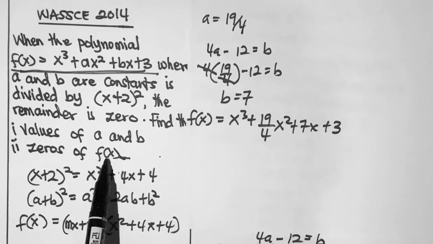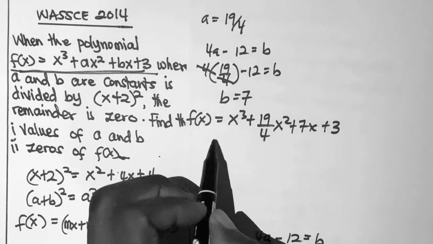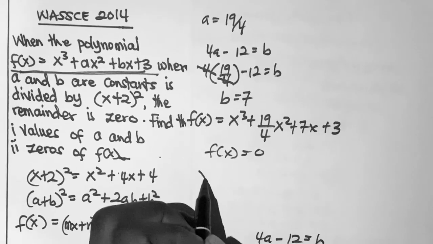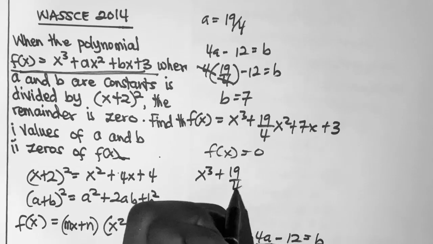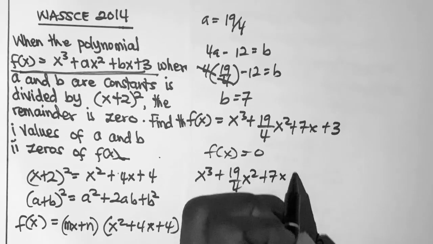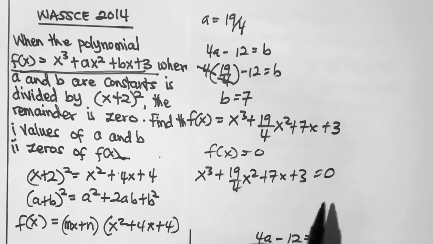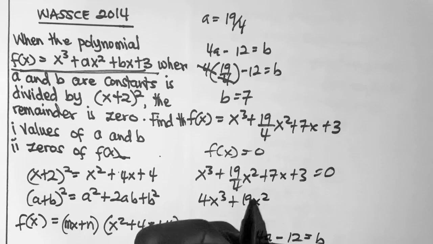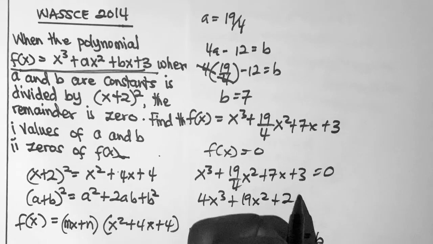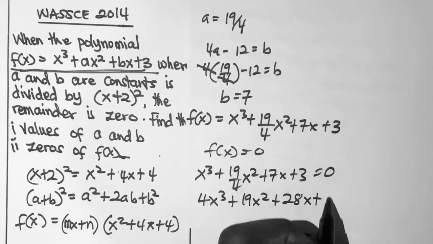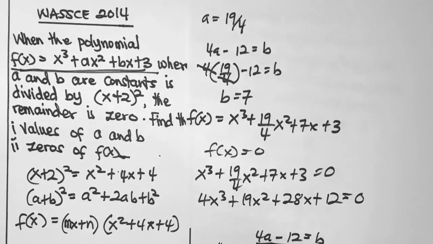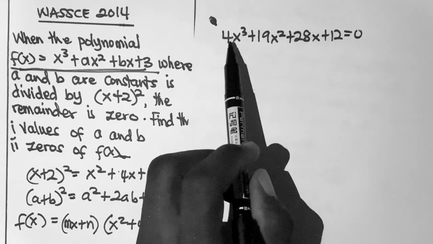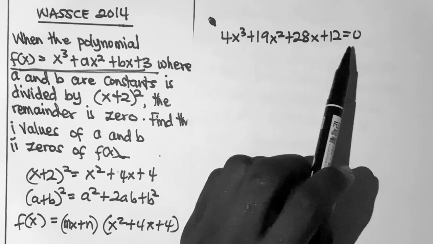The second part says we should find the zeros of f of x. So that means that f of x equals 0. So all we need to do is to take x cubed plus 19 over 4 x squared plus 7x plus 3 and equate to 0. So let's multiply through by 4. Here becomes 4x cubed, then plus 19x squared, then plus 4 times 7 is 28, 28x, then plus 4 times 3 is 12 equals 0. So let's factorize this equation. The equation we are supposed to factorize is 4x cubed plus 19x squared plus 28x plus 12 equals 0.